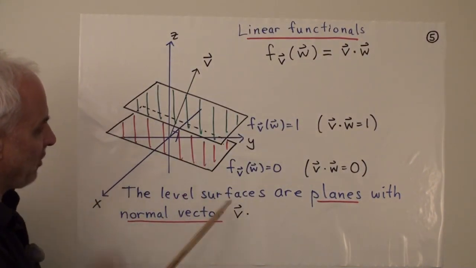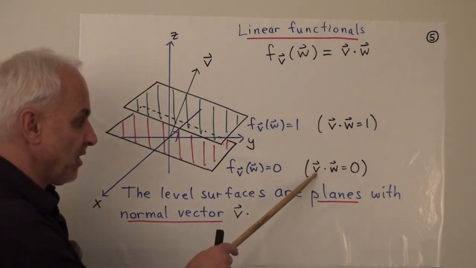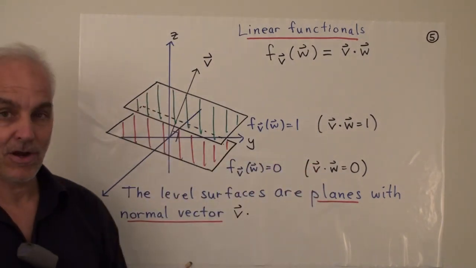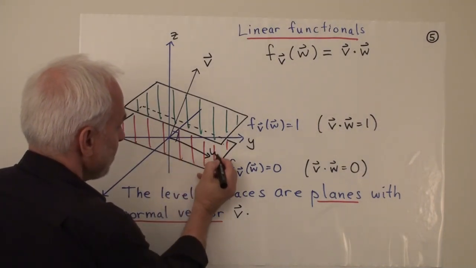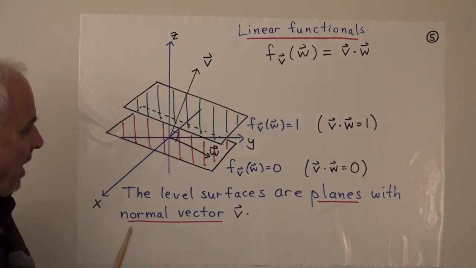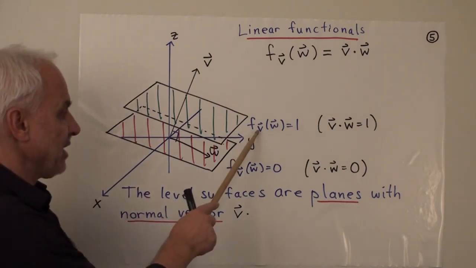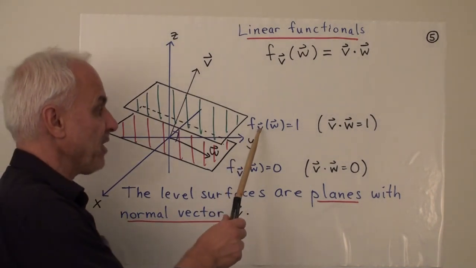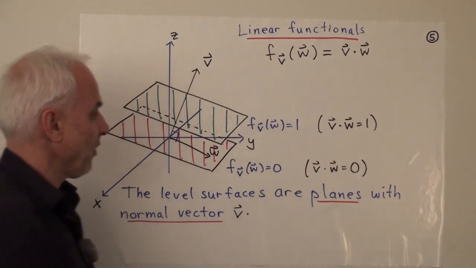All right. So that's what we're visualizing here in red. This is the plane of vectors w for which this functional is 0. In other words, for which the dot product of v and w is 0. In other words, those vectors w which are perpendicular to v. So any vector in here, say w, is perpendicular to the vector v. And then here, this shifted plane is the plane consisting of vectors w which have the property that f of v of w equals 1. Or in other words, v dot w equals 1.